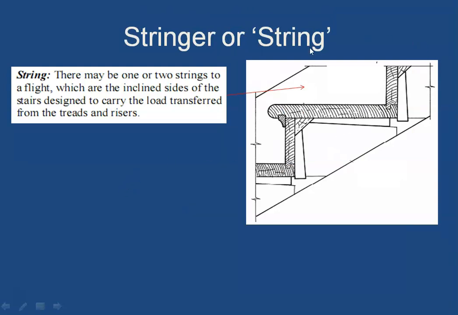The same thing has been shown here, but in more detail. This is the tread and this is the riser, and the side member which you see in elevation here is called a string. There may be one or two strings to a flight, which form the inclined sides of the stairs, and they are designed to carry the load transferred from the tread and the riser.